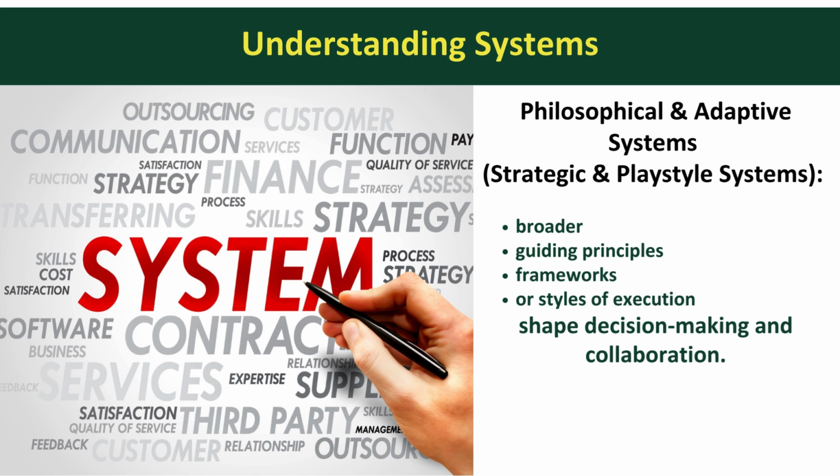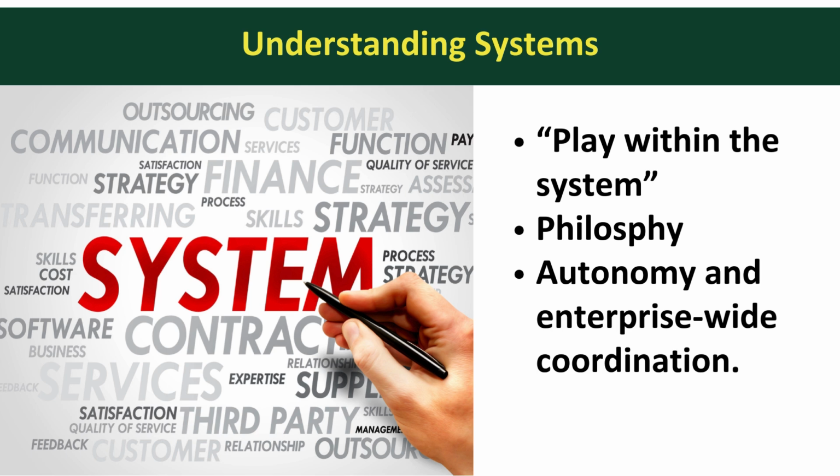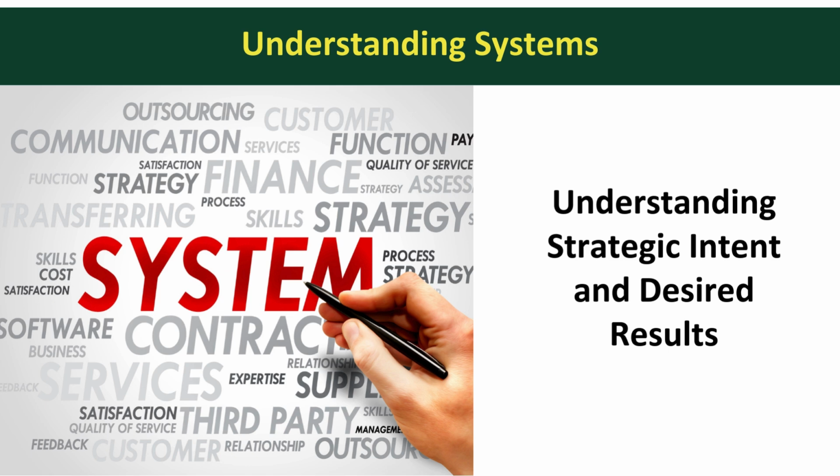C. Philosophical and adaptive systems, strategic and playstyle systems. These are broader guiding principles, frameworks, or styles of execution that shape decision-making and collaboration. Examples: playing within the system in hockey, an organization's leadership philosophy, or how ARH balances autonomy and enterprise-wide coordination. How to work within them: these require understanding the strategic intent while allowing for situational adaptability.